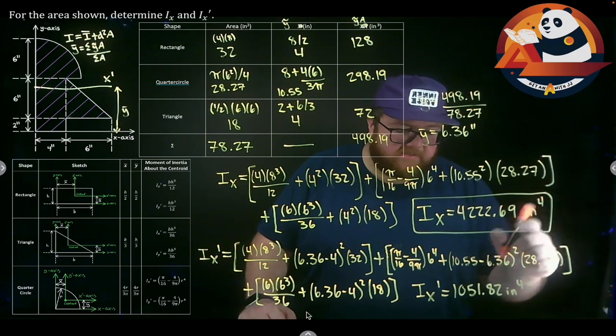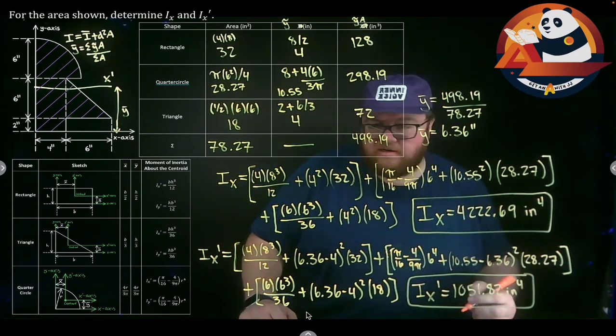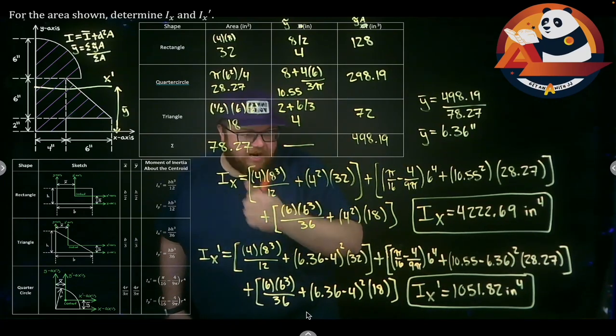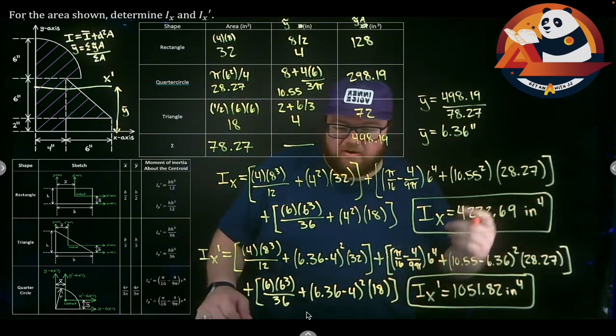Or again, we are getting a smaller moment of inertia. At least logically, our answer is on the right track here. We might have made a calculation mistake, but ballpark, we can say, hey, it's a good sign we're getting a smaller number than Ix.